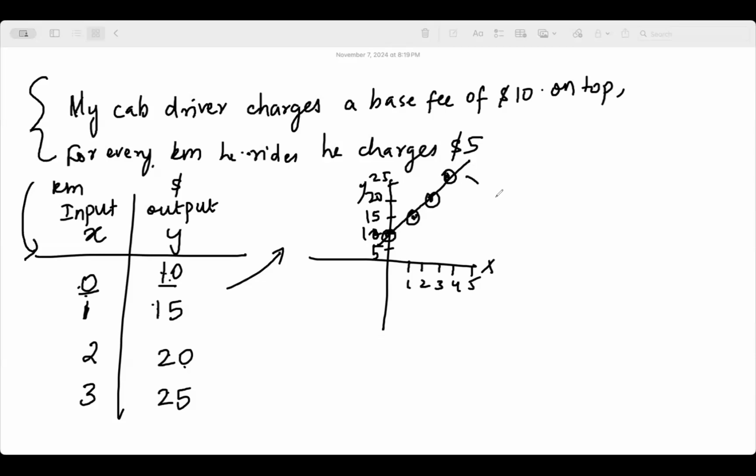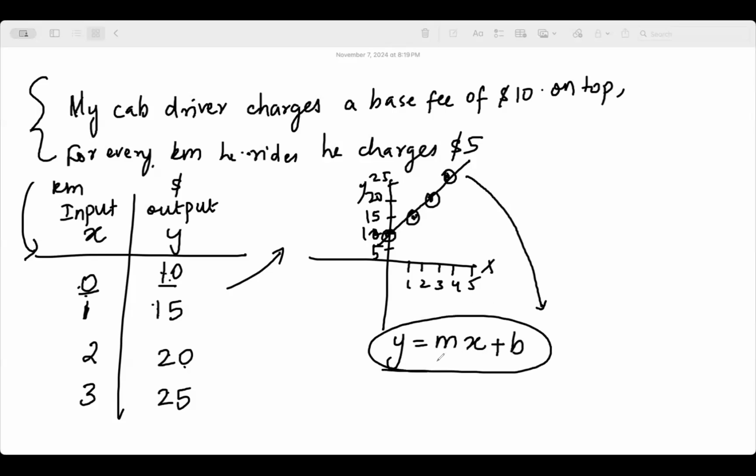Now, every line has its own equation. The line equation is always of the format y equals mx plus b. Any line equation, you write it like this. I know my x and y are these points. Any point on the line is called x comma y. But your line equation will have that x comma y, okay? But I don't know this m and b.